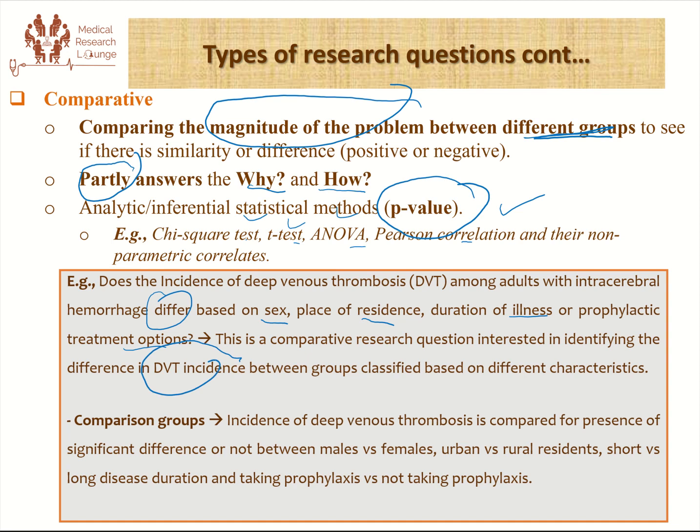So that means we're going to compare the incidence of DVT between males and females, urban and rural residents, short versus long disease duration, and between groups who take the prophylaxis and who do not take the prophylaxis. So if you are interested in identifying the presence of difference in DVT incidence based on sex, that means we're comparing males and females in terms of their DVT incidence, and the same for all other variables, place of residence, duration of illness, and prophylactic treatment options. So this is a comparative research question.